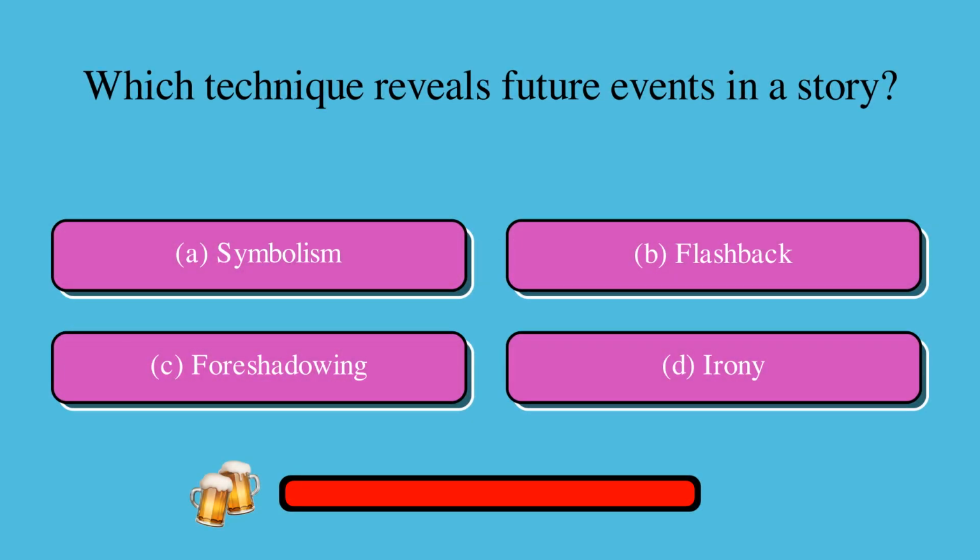Which technique reveals future events in a story? Is it A, symbolism, B, flashback, C, foreshadowing, or D, irony? The correct answer is C, foreshadowing.